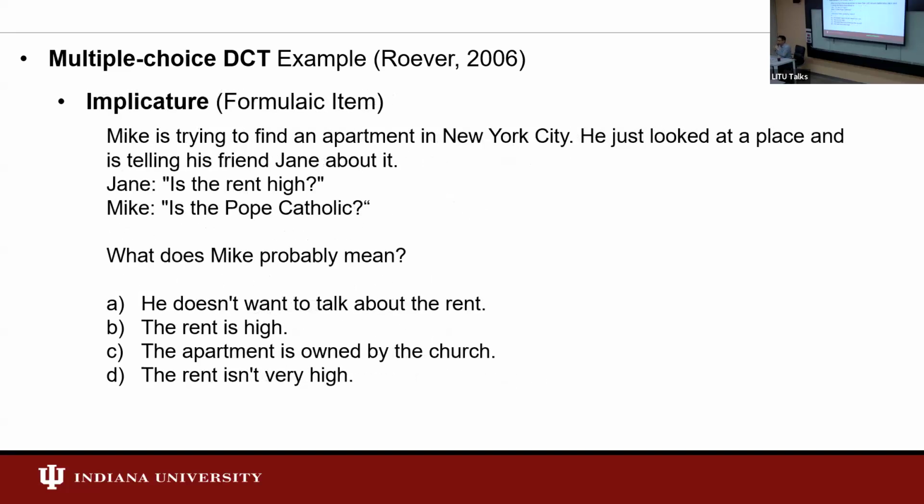Another type of implicature is formulaic items. They're in New York. Jane said, is rent high? Mike said, of course. The rent in New York is crazily expensive. You have to pay like $3,000 for a small studio. US dollars, not baht. And then Mike could say, of course, are you kidding me? You could say like that.